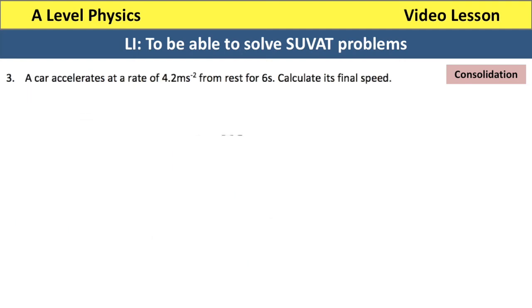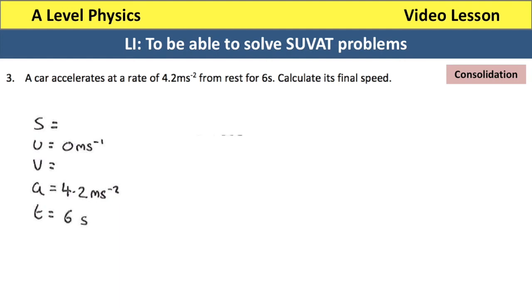Question 3, the last consolidation one, says a car accelerates at a rate of 4.2 metres per second squared from rest for 6 seconds. Calculate the final speed. So we write down SUVAT again. U is going to be 0 because we're going from rest. Acceleration, it tells us, is 4.2. It doesn't actually say it's constant, but the implication is that it is. And the time it takes is 6 seconds.